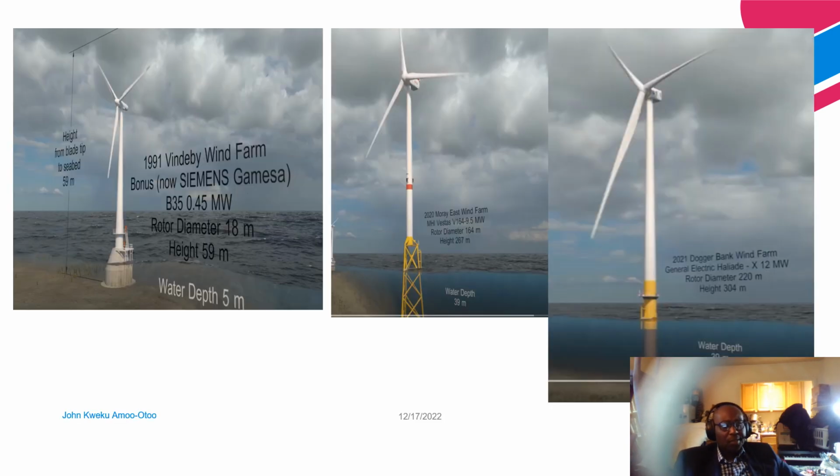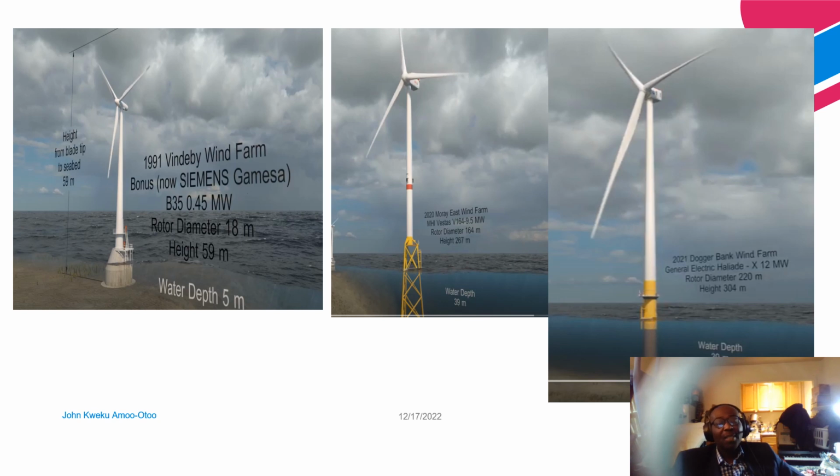Now let's talk about the evolution of wind turbines. This actually came from Siemens Gamesa. As you can see in the picture on my left, you have the total height from the blade tip to the bottom of the ocean, which is 59 meters, and this wind turbine is rated at 0.45 megawatts. As you can see, it's even less than 1 megawatt. The rotor diameter is about 18 meters. Now let's talk about the bottom side of the wind turbine, the water depth. It's only about 5 meters.